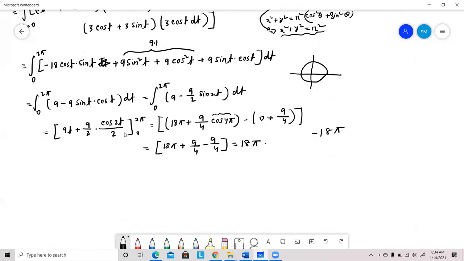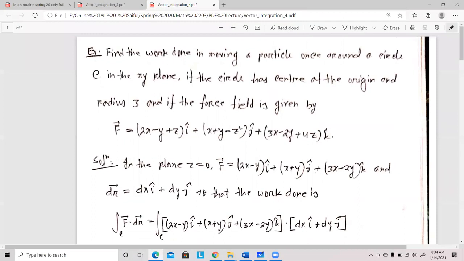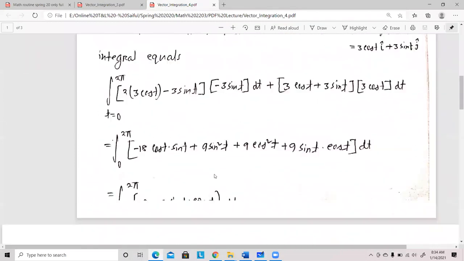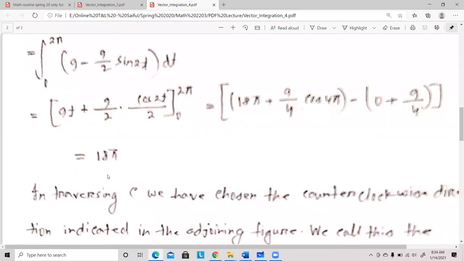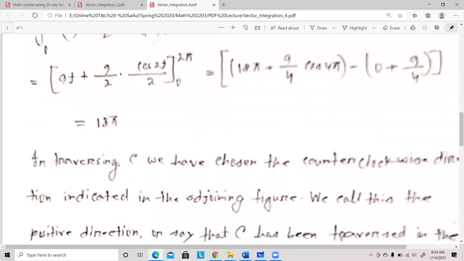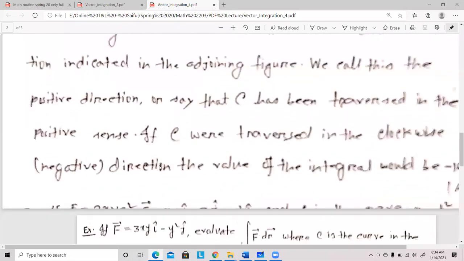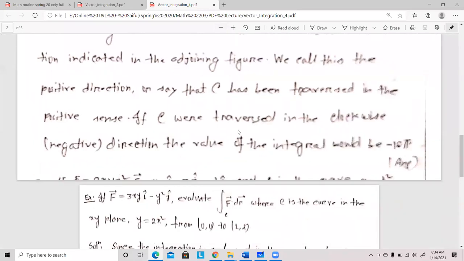We don't need to calculate this again, we can just state it. If I go back to our lecture sheet, we found this eventually got 18 pi. Here you can see some language written: if c were traversed in a clockwise direction, that means negative direction, the value of the integral would be minus 18 pi. Just writing this line is enough.